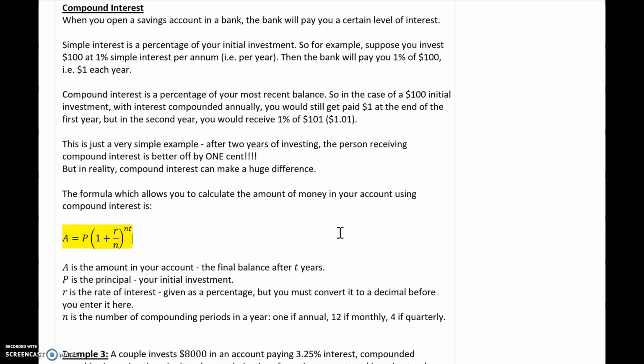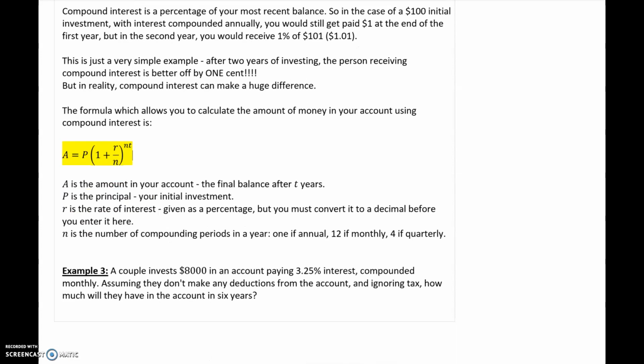N is the number of compounding periods in a year. So if the interest is compounded annually, and you'll be told this in every question, n will be 1. If the interest is compounded monthly, that means every month, so it'll be 12 times in a year, so n would be 12. If it's quarterly, every 3 months, that's 4 quarters in a year, so quarterly would be n equals 4. So let's just look at this example.